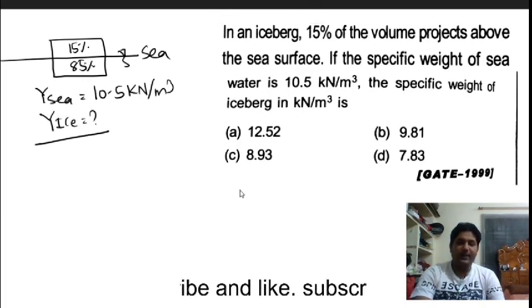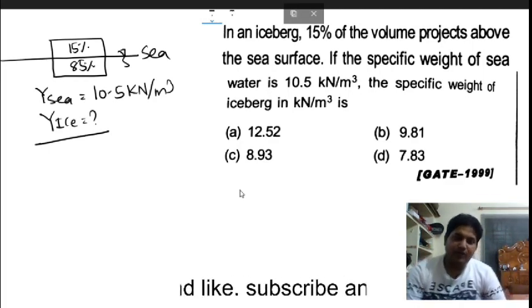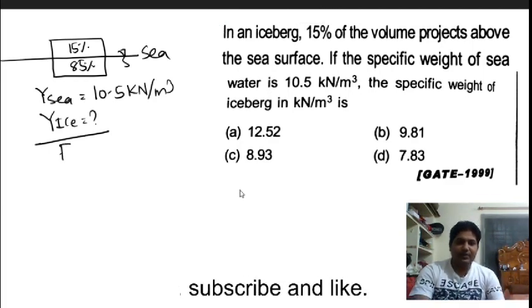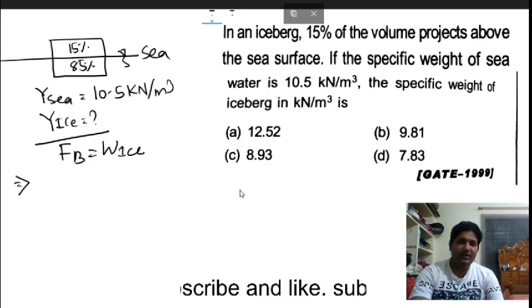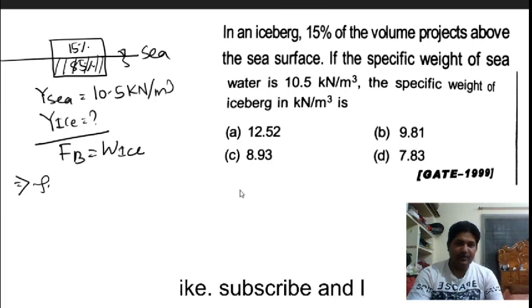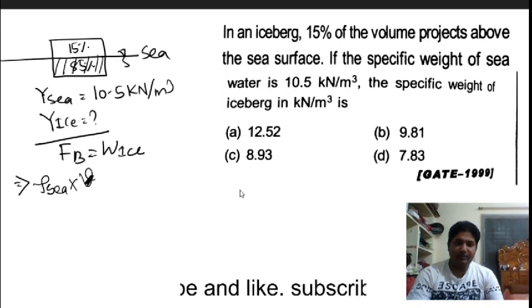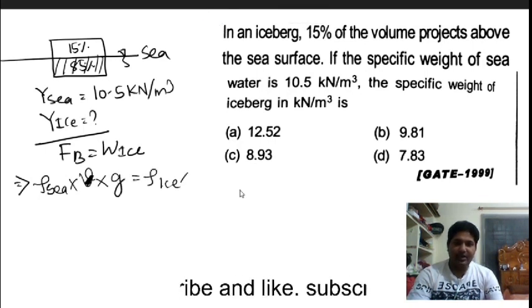If you want, you can use a shortcut formula, but concept-wise, the net buoyancy force will be equal to the weight of the ice core. So the buoyancy force can be written as the density of the sea water, times how much volume of the ice has been submerged inside the sea water, times g, which will be equal to the density of the ice times the volume of the ice times g.